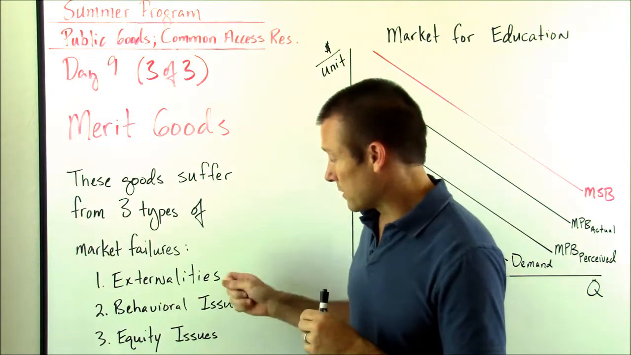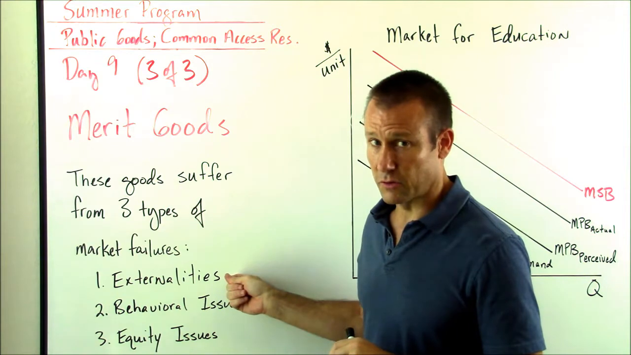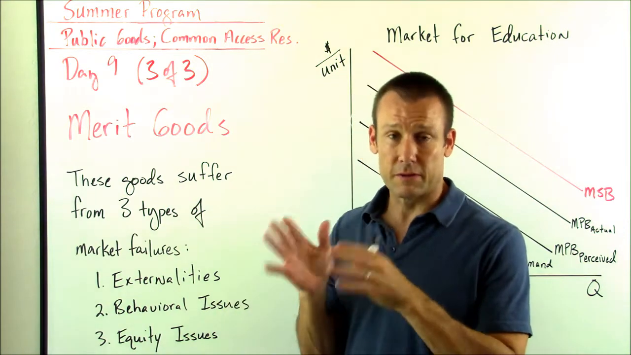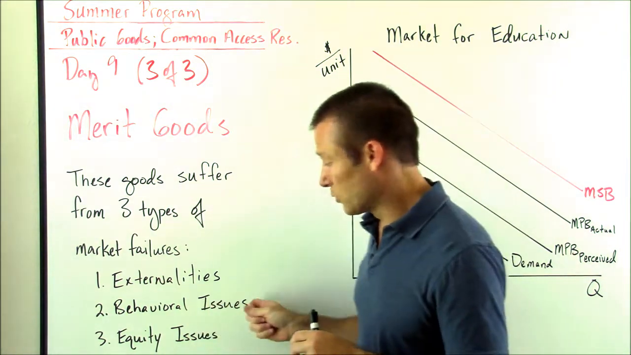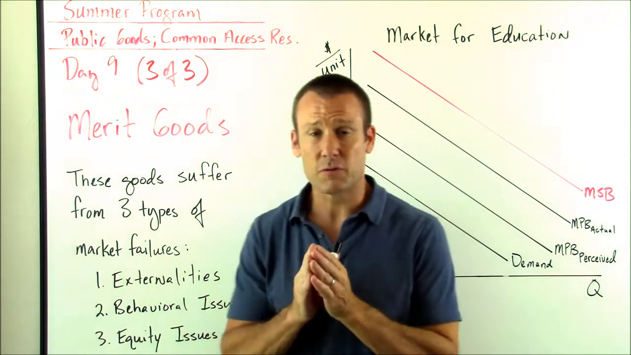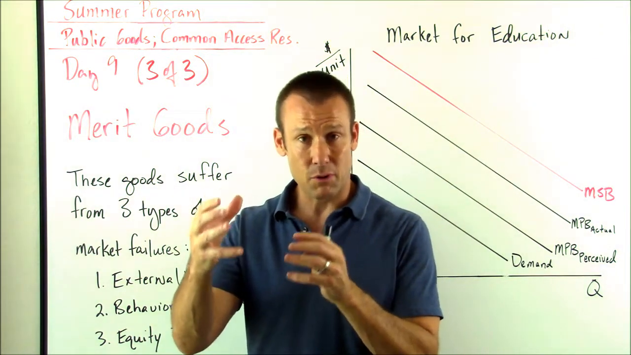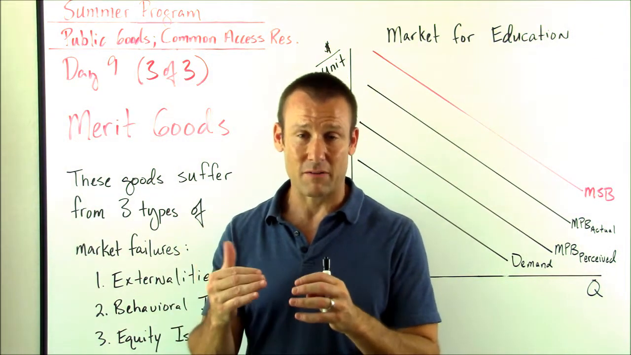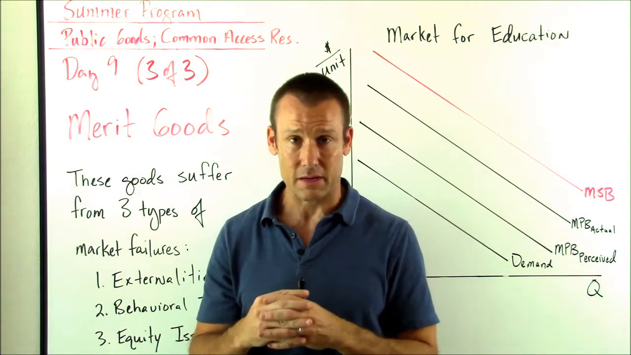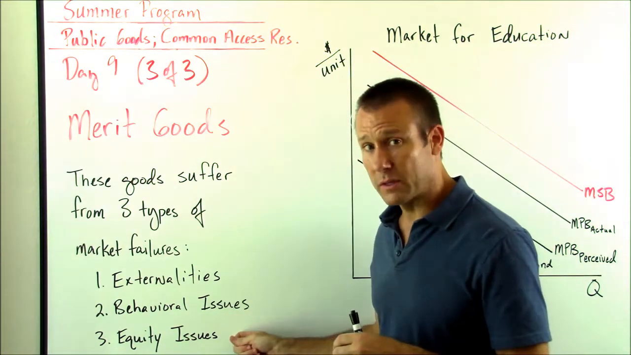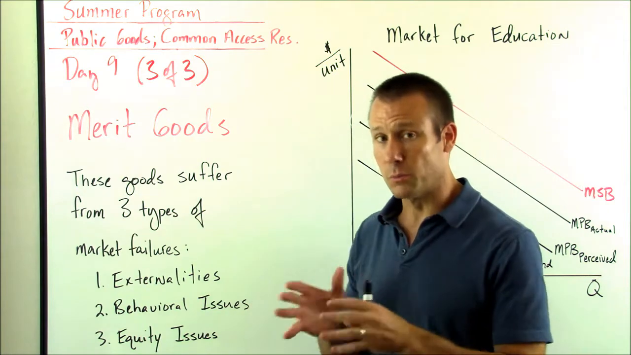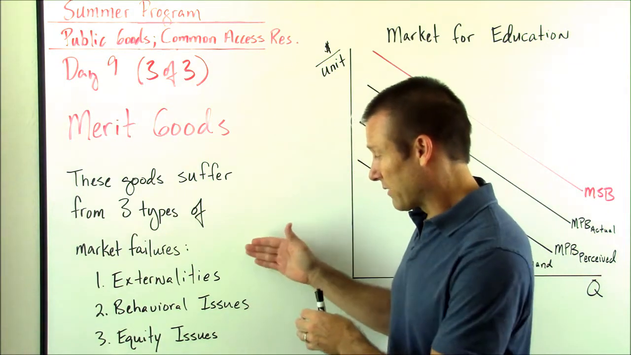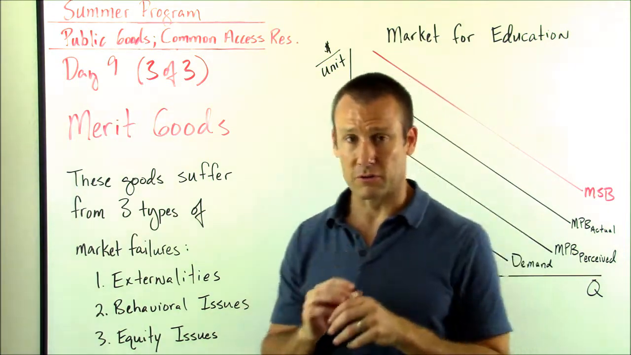And what are they? Number 1, positive externalities. They have externalities associated, and these are positive externalities. Number 2, behavioral issues. There's a difference between the perceived private benefit and the actual private benefit. This is a willingness to pay issue. And then finally, there are equity issues. This is an ability to pay issue. So we have 3 types of market failures at play here.